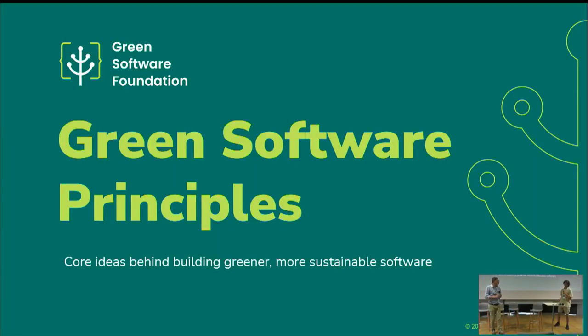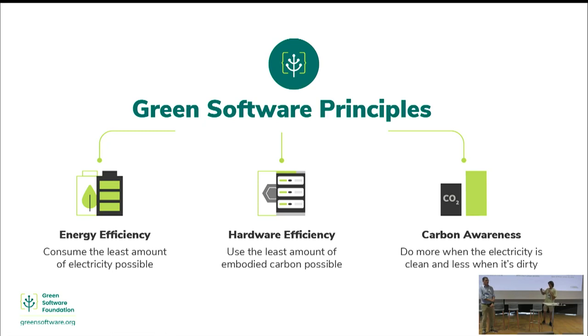Thanks, Dan. So at the Green Software Foundation, we've established a few principles on what affects the sustainability of software and how we as developers, and also anyone as human beings, can influence the impact of it and build greener and more sustainable software. Generally, there are three different aspects of where emissions come from and how we can affect the sustainability and efficiency of software.